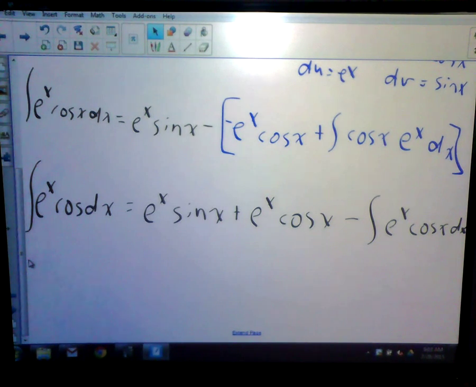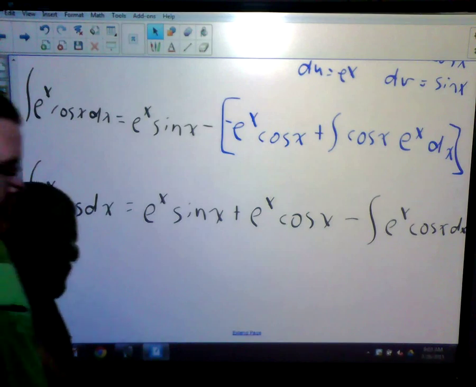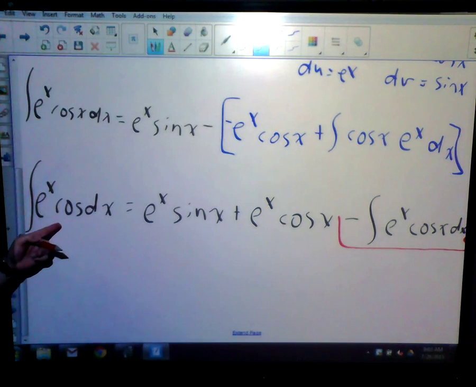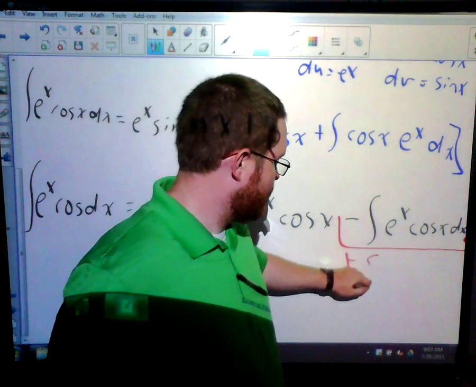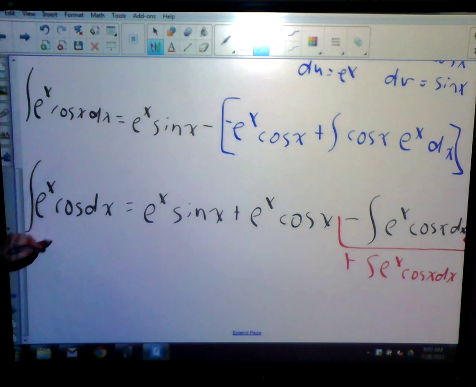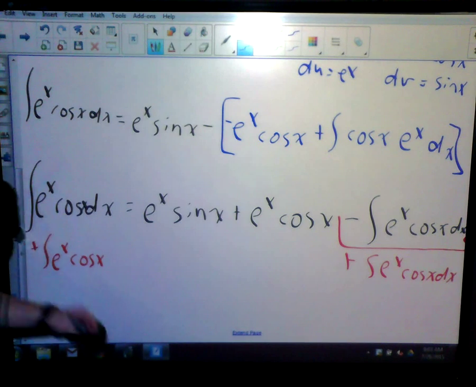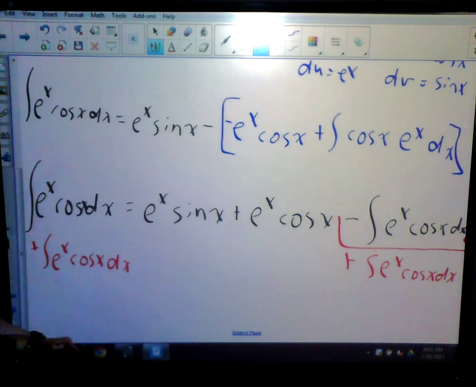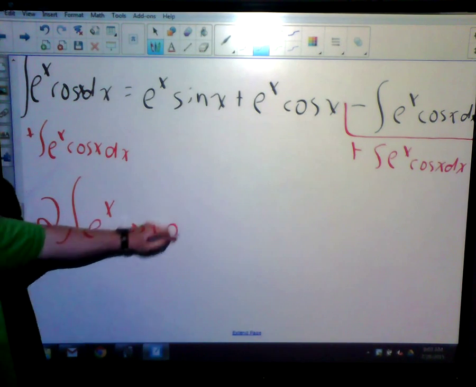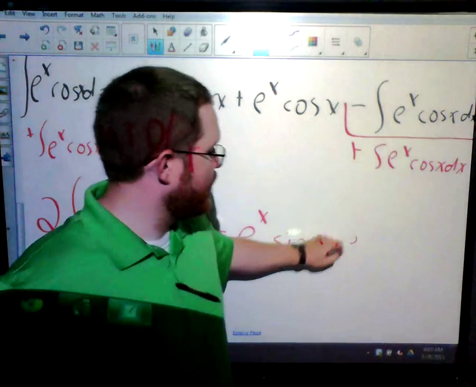Well, let's think about some basic algebra. This is what I want to know the answer to. I want to get this equal to something without an integral. Take a look at this right here. It's the same thing as this. So I'm going to add it to both sides. Legal because I'm doing the same thing to both sides. So now my problem says 2 times the integral of e to the x cosine x dx equals e to the x sine x plus e to the x cosine x.